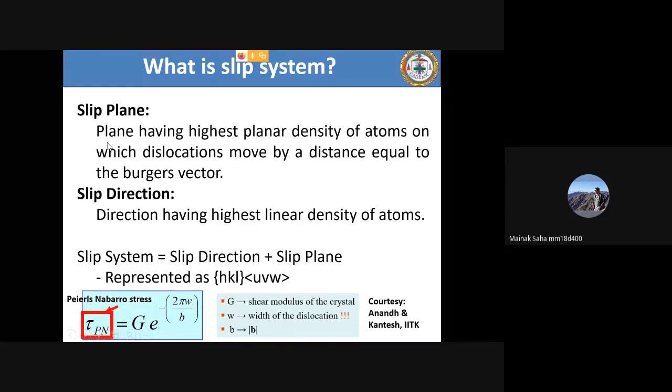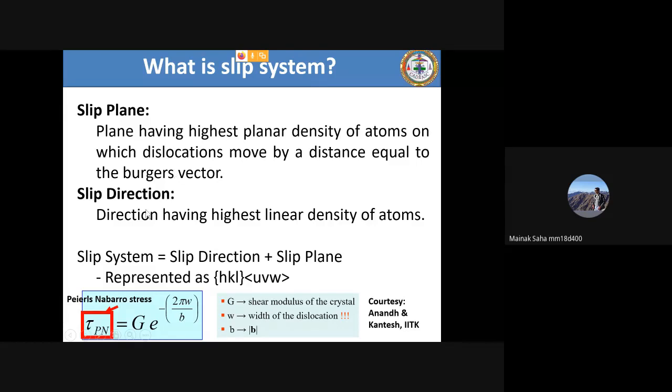So now you will be able to prove that if you consider the total volume to be constant, the planes which have the highest planar density are actually the planes which are the most widely spaced. Most widely spaced means the spacing is going to be very high, correct? And so A is going to be high. This term is going to increase, right? Because W is equal to A by 1 minus mu.